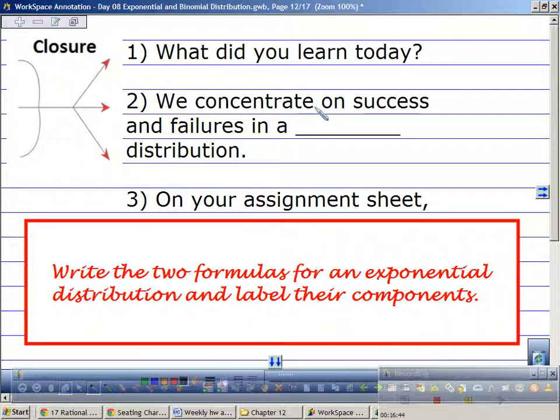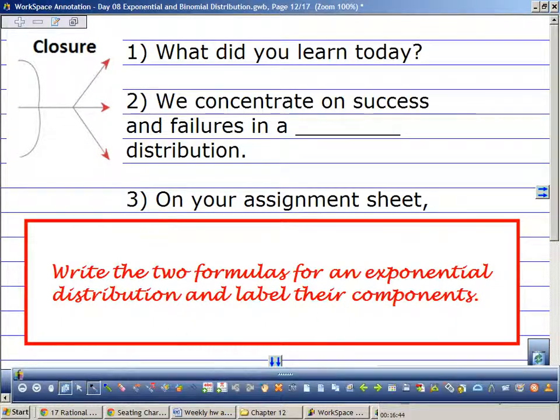We concentrate on success and failures in what type of distribution? Exponential? No. Binomial. Remember, the exponential was the easy one. Here, this is your guys' over here. So write the two formulas for an exponential distribution and label their components. What are the two exponential ones? F of x equals e minus. But don't give me the formulas. What are they?